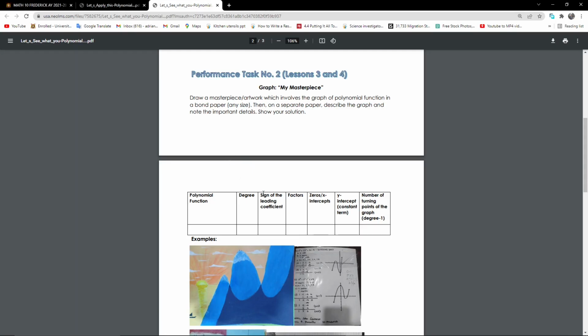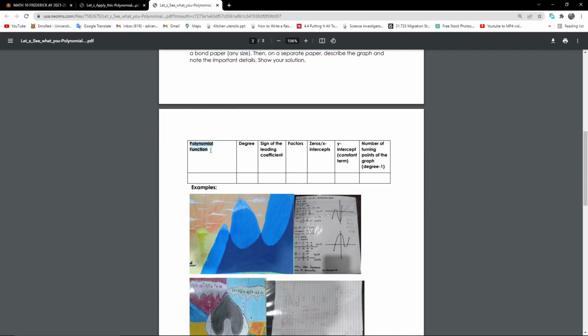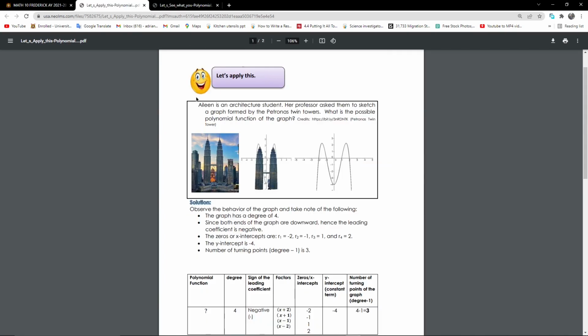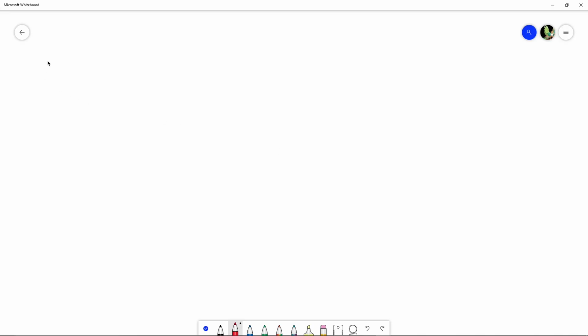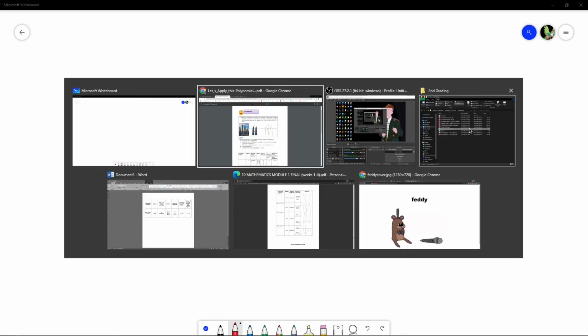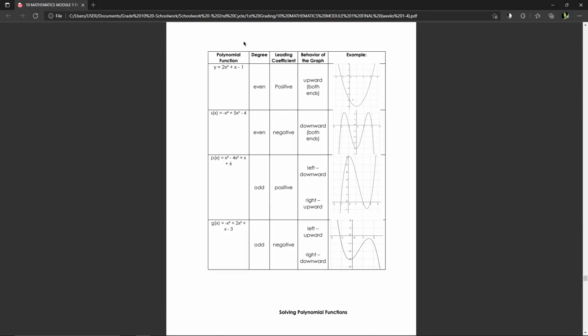Alright, so we're going to start with the polynomial function. As shown in our Let's Apply This, with Eileen's architectural graph right here, what she did first is to create an artwork, then traced it with a graph, then described everything with functions, factors, and all in the table. But we're going to do the inverted way. So my way of doing this is we create factors first. But first, we're going to be discussing how the behavior of the graph works.